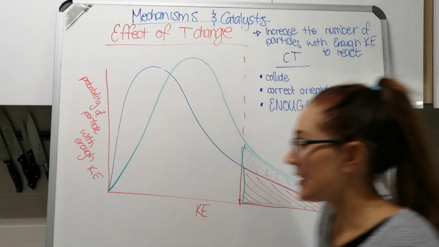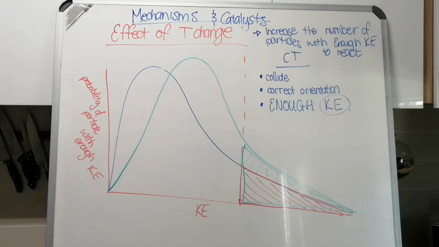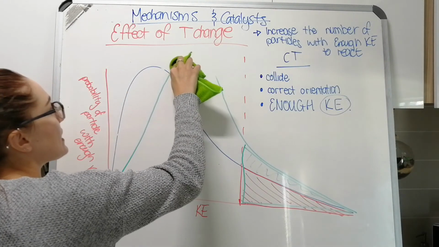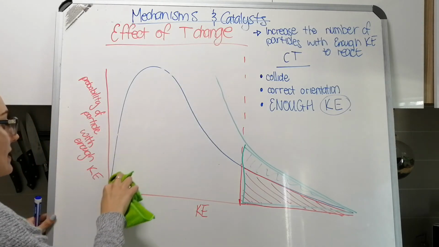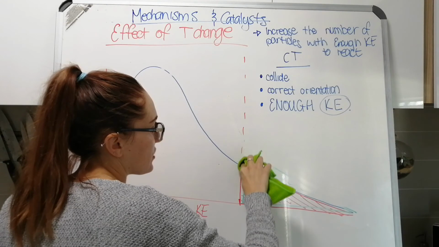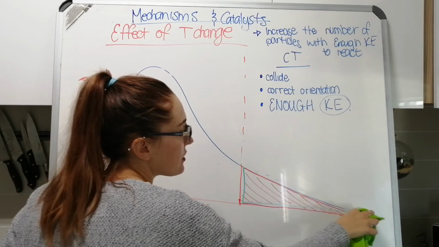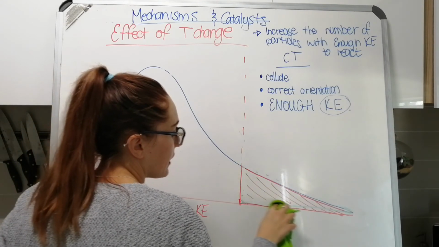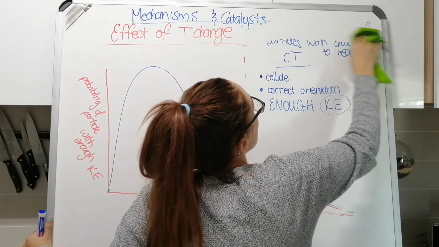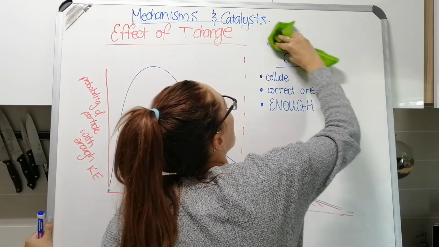Okay, now the next one we're going to look at, where is my razor? I keep losing it. The next one we're going to look at is the effect of a catalyst. Okay, so this is all on your notes. Okay, I'm going to have to put the red back in. Okay, so we're done with temperature. Now we're going to look at the effect of a catalyst.